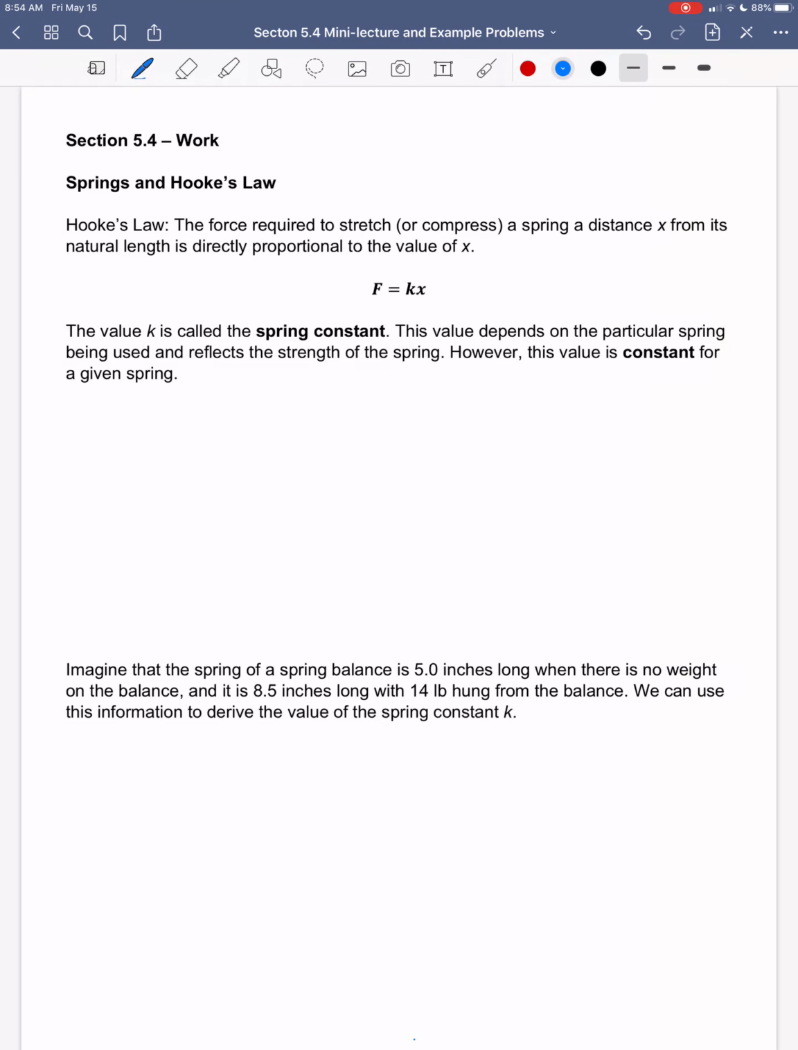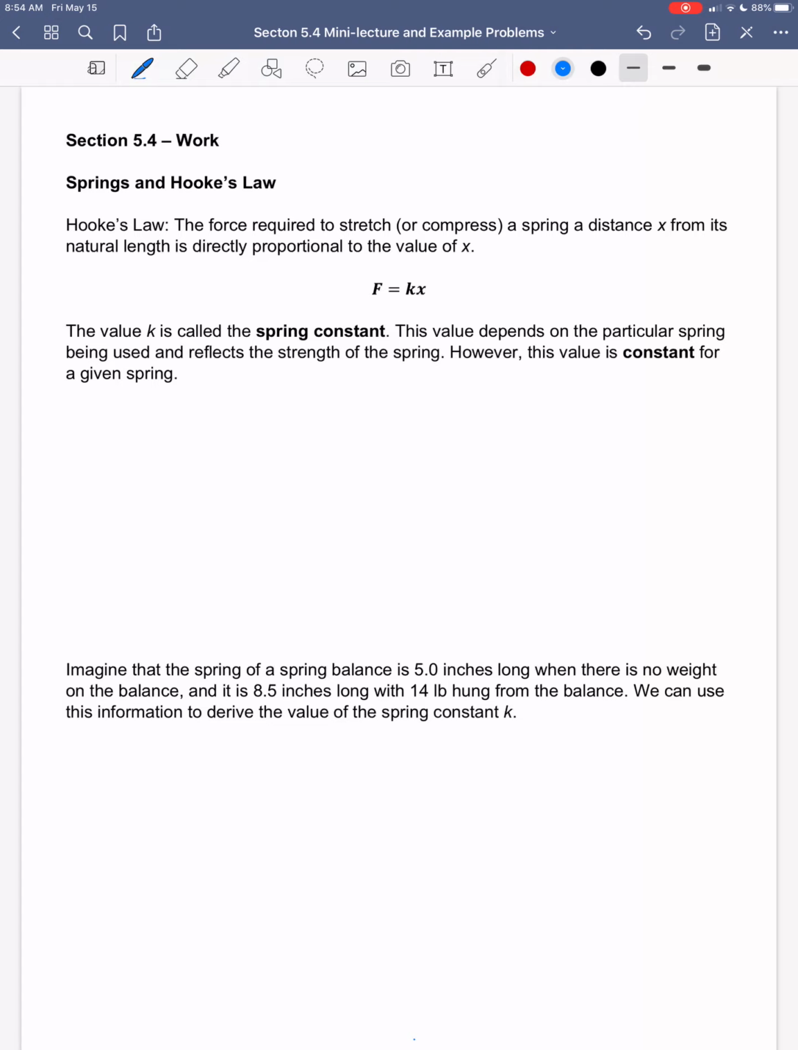In this mini lecture, I'm going to talk about the concept of work in a physics sense. To start with, I'm going to talk a little bit about springs. A spring has a natural length if no force is being applied to it. If a spring is just sitting there, it has a natural length it just wants to be at. We can pull the spring and make it longer, or push the spring and compress it. And when we do that, we change its length from its natural length to some other length.